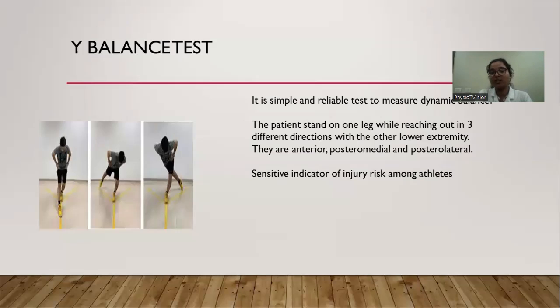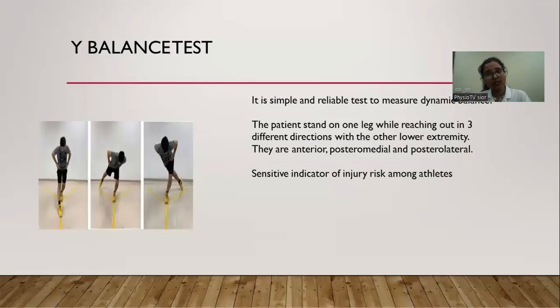There is a lot of research where they have used it in a number of athletic populations. It is a sensitive indicator of injury risk among athletes. Here it assesses three different directions using the lower extremity. Like the functional reach test and the multidirectional reach, we saw the limits of stability within the base of support. The person is not taking a step ahead, and the person is not using the upper extremity. One of the important instructions here is that the patient has to keep his hand on his hip.